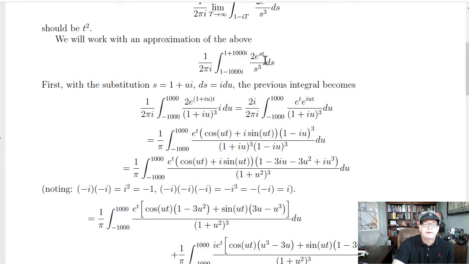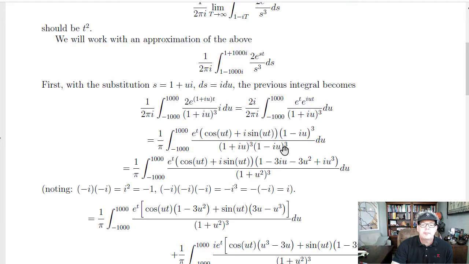If I put in for s, 1 plus ui, got it right there, times t, s cubed, right there. i du for the differential, so the i comes out, along with that 2, I might as well bring that out. So we got the 2i over 2 pi i. I'll have some canceling there. If I distribute the t, I get e to the t and e to the iut. So I have that there, and 1 plus iu cubed.